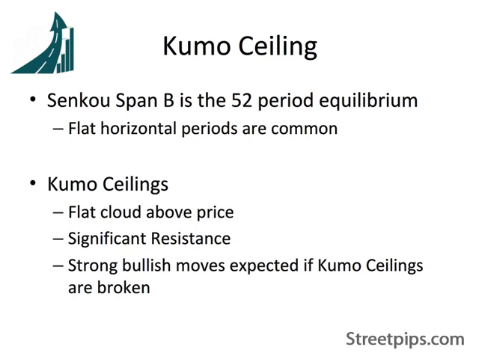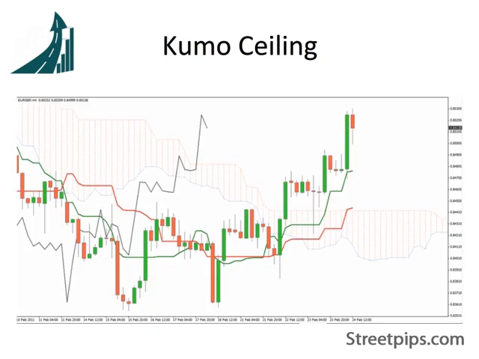Now, if the cloud is above price, flat clouds will be known as Kumo ceilings. Opposite to the Kumo floors, they offer significant resistance, with strong bullish moves expected if the Kumo ceilings are broken. Let's look at an example. In this chart, we see the flat tops of the clouds, known as Kumo ceilings. The Kumo ceilings were effective in keeping prices below the cloud, and when prices finally broke through the ceiling, a strong bullish move was evident.